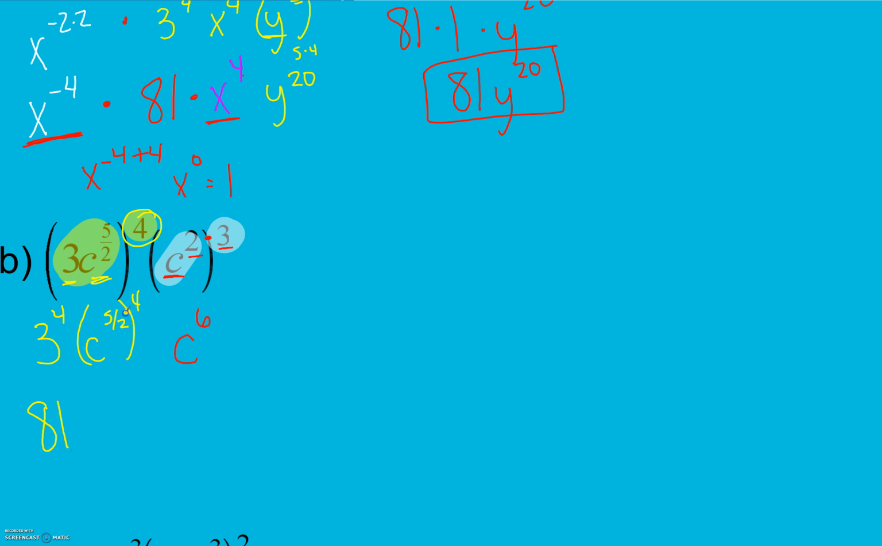Here, again, power to a power, I'm going to multiply those exponents. So I multiply straight across. 5 times 4 is 20. 2 times 1 is 2. And that simplifies down to just c to the 10th power. And I bring down my c to the 6th power. Again, now that we're just multiplying, anything that has the same base I can combine. When I multiply those, I add my exponents and get c to the 16th power.